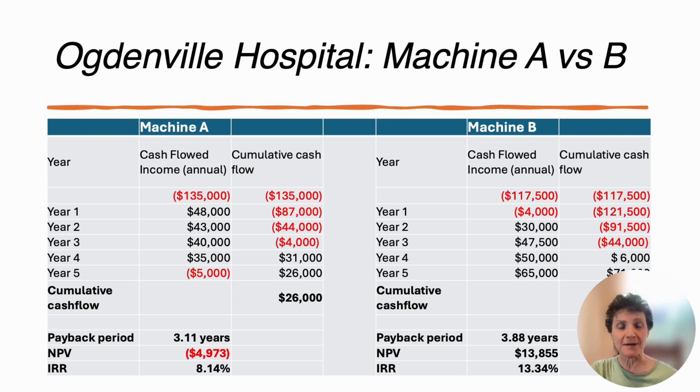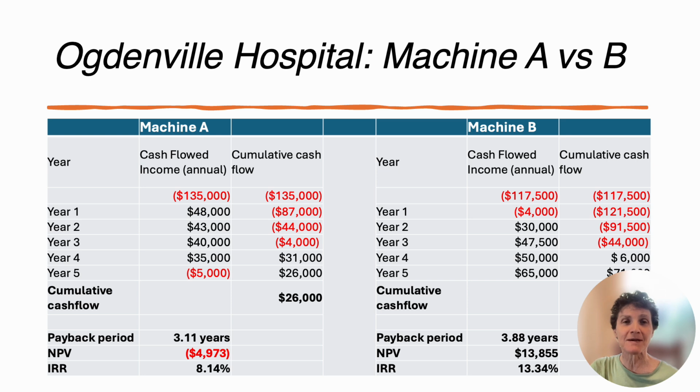Using the payback period method, we see that neither pays for themselves by the end of 3 years, as preferred by Ogden Hospital. After 3 years, machine A still has $4,000 negative cash flow, and machine B has $44,000 negative cash flow. The total payback period for machine A is 3.11 years, and for machine B is 3.88 years. Thus, using the payback period method, machine A is preferred as it pays for itself more quickly.